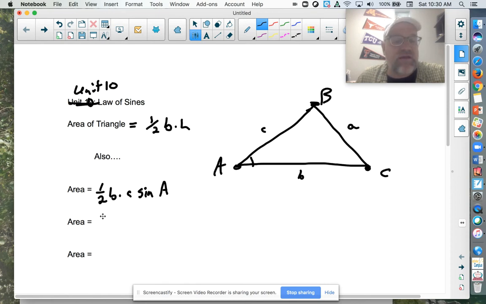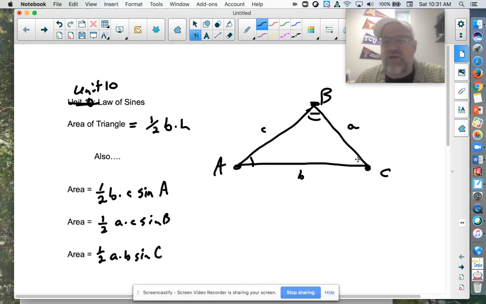Same thing, it's very similar. It's 1/2 A times C times sine B. So if I had this angle here, I could take 1/2 of A times C and multiply it by the sine of B to get the area. And the third is if I have angle C. It'd be 1/2 A times B times sine of this value of C right here. So it's just another way to find area if I don't have the information that I'm used to.